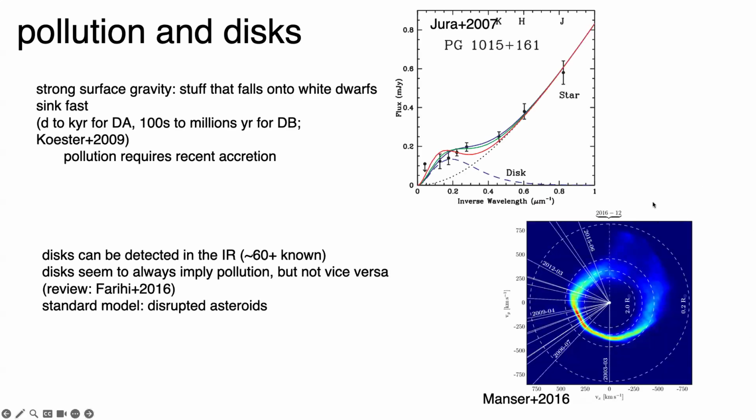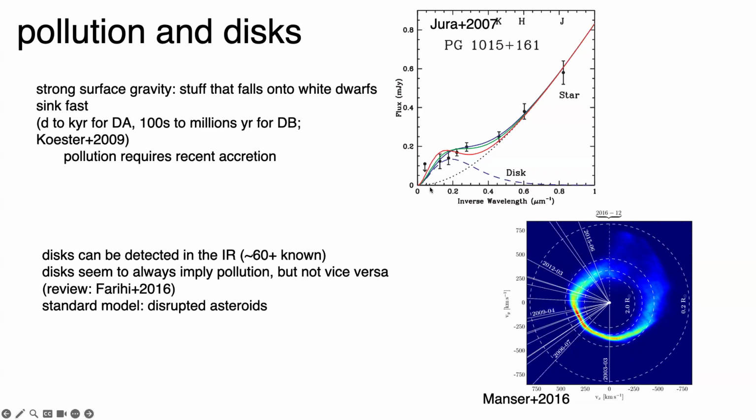And so here's an example of a disk. Also, one thing is you can detect disks in white dwarfs. You can do that by seeing a bump in the infrared, because white dwarfs are bright, they're hot and they're not very big, so they can be outshone by a disk in the infrared. So you can see an example of that.